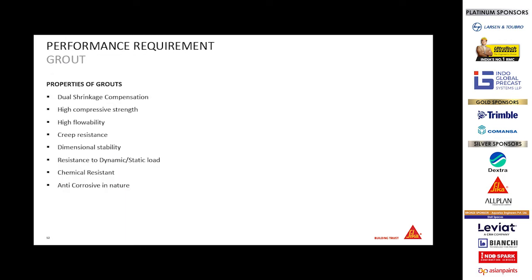You can see some of the properties of the grout, like it should be dual shrinkage compensated, as I explained. It should expand in the elastic stage as well as in the plastic stage. High compressive strength is another parameter. High flowability, because if the grout is not flowable, it would not be able to travel through the precast members. Creep resistance, because it has to sustain the load for a longer duration. Then dimensional stability, there should not be any physical damage once the grouting is done. Resistance to dynamic and static loading, chemical resistance, and the anti-corrosive nature of grout. So these are some of the important properties of any grout material.